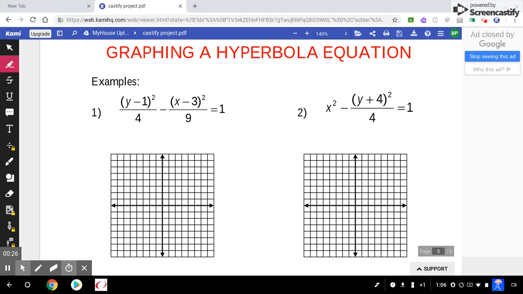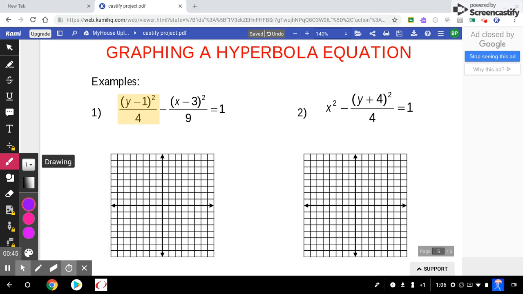So the first thing I like to do is start off by identifying which direction I'm going to be drawing my hyperbola. So if you take a peek here, I notice that the y is first. So if I got a y first, I'm going to be drawing my hyperbola vertically, so up and down. And we'll go ahead and figure out some important aspects here.